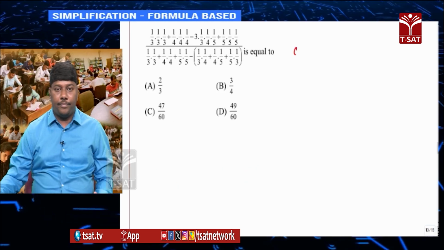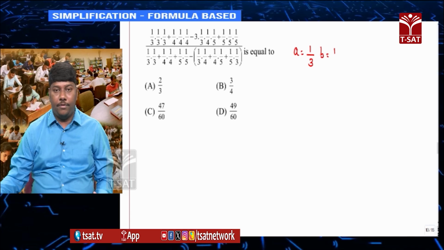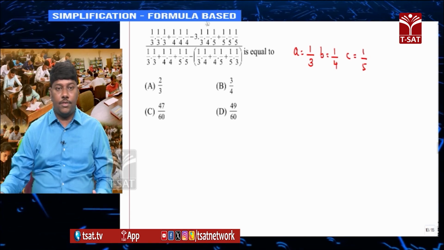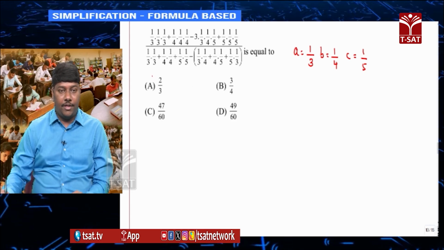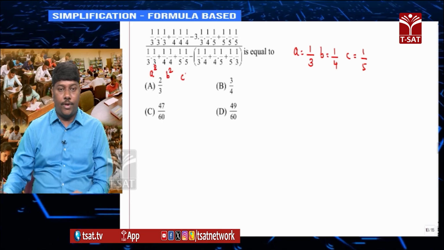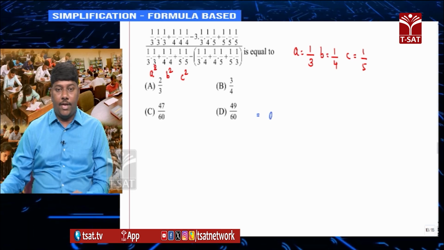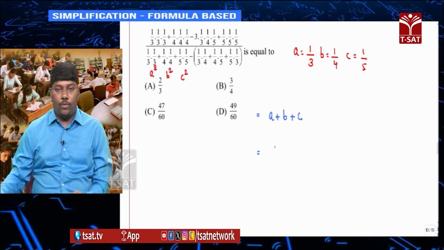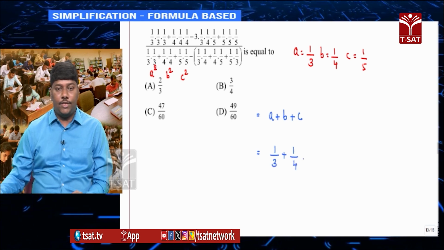1 by 3 is A. Your B is 1 by 4. C is 1 by 5. So, the numerator becomes A cube plus B cube plus C cube minus 3ABC. Your denominator, this is A square, B square, C square, minus AB minus BC minus CA. Therefore, the formula is A plus B plus C. Just now we have discussed. Now, what is A? 1 by 3, B is 1 by 4, C is 1 by 5.